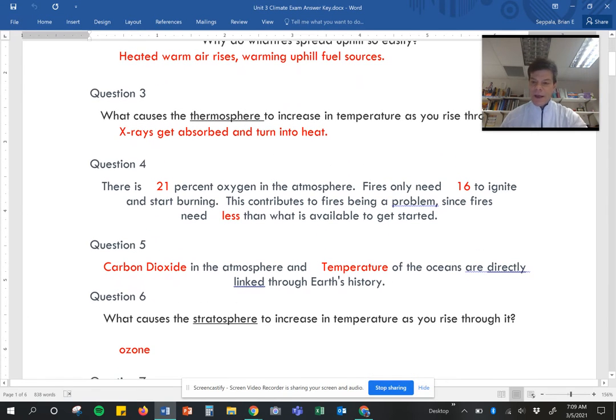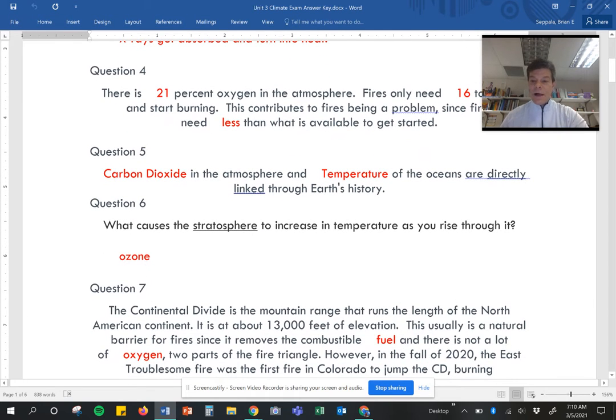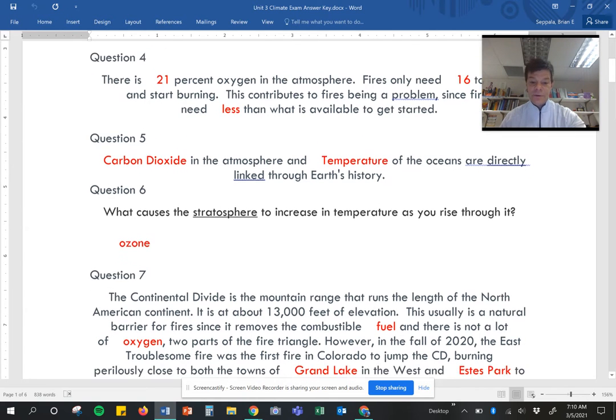Number four, this was from the Science of Fires WebQuest. This is a problem since fires need less than what is available to get us started. Number five, it's CO2 in the atmosphere and the temperature of the oceans. Those are directly linked. That's that famous graph from the Climate Forcings PowerPoint. Number six, the stratosphere has the ozone in it. That's what causes the temperature to increase.